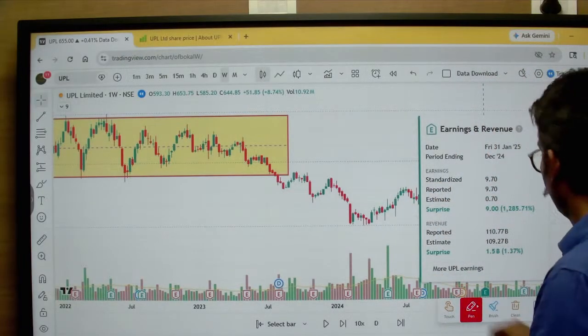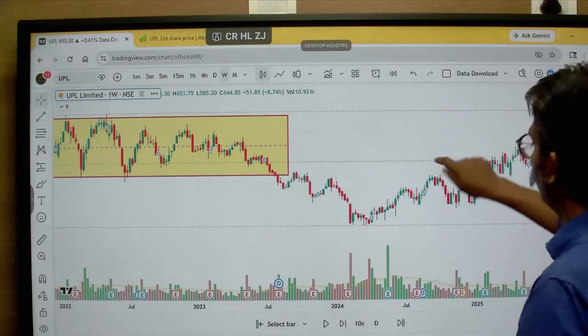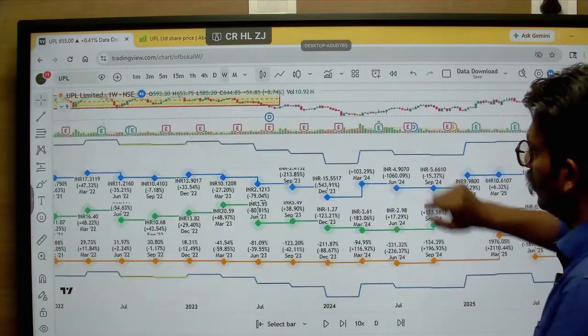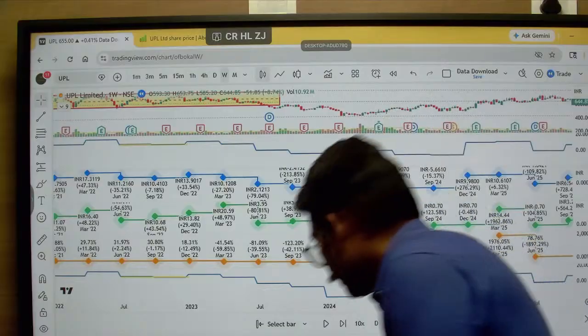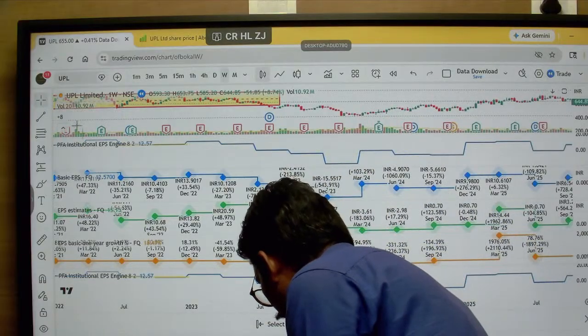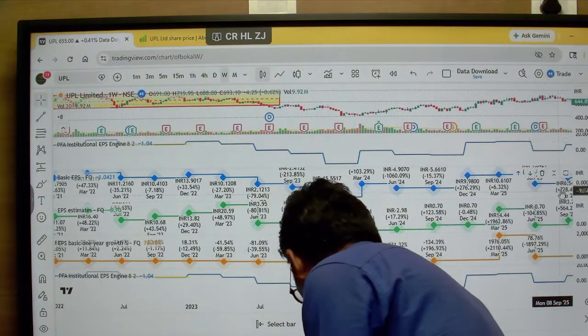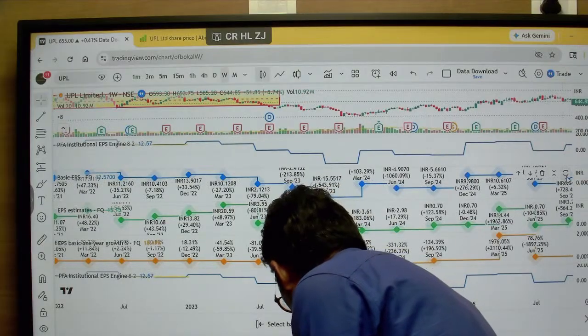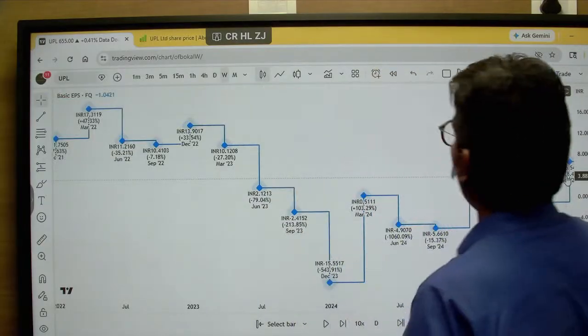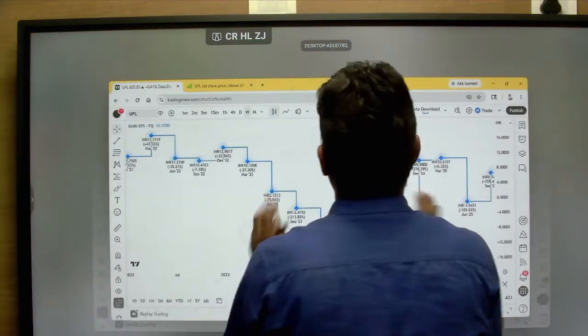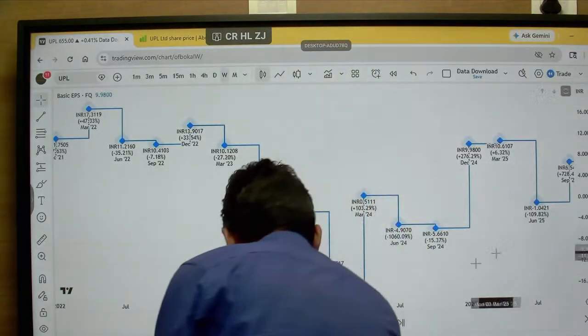Double click and I will pull out this one. Now first let's check the basic EPS, which is this one. And let me squeeze in more data here. Oops, can I squeeze in more data?